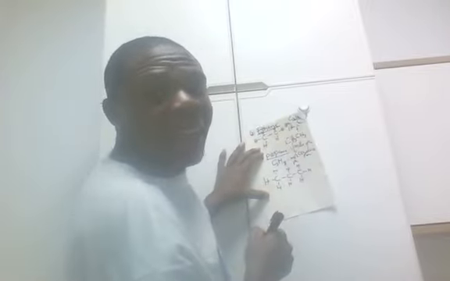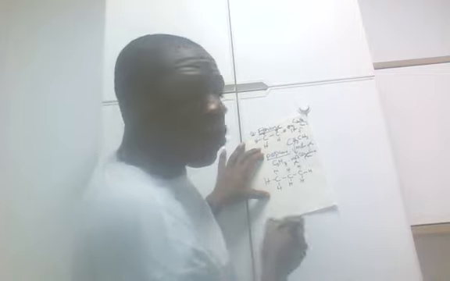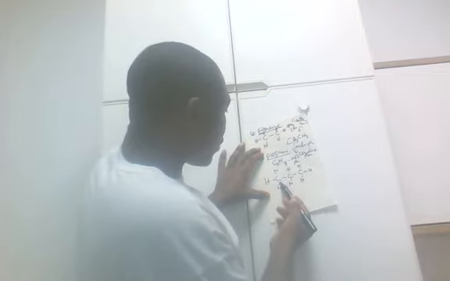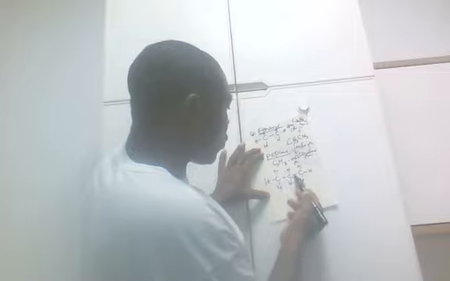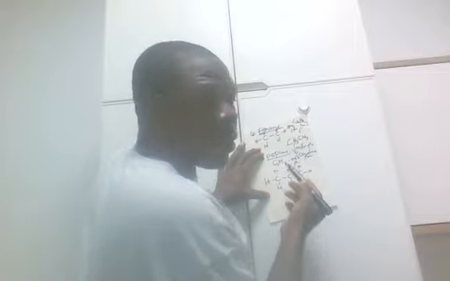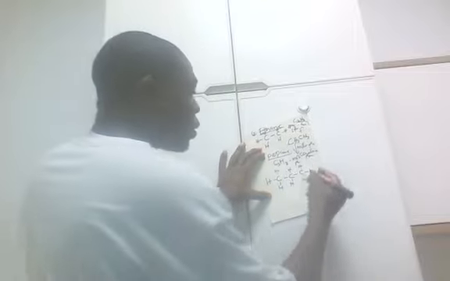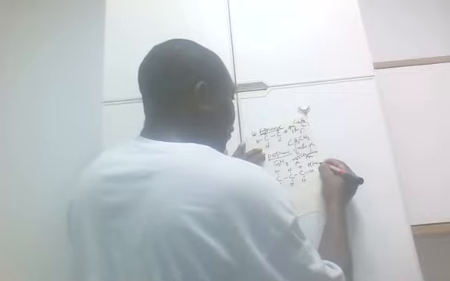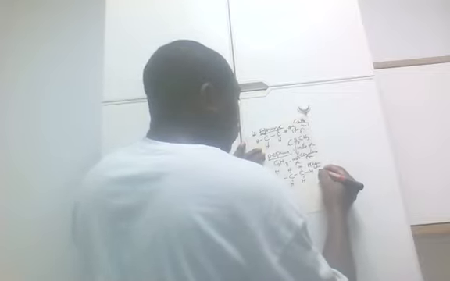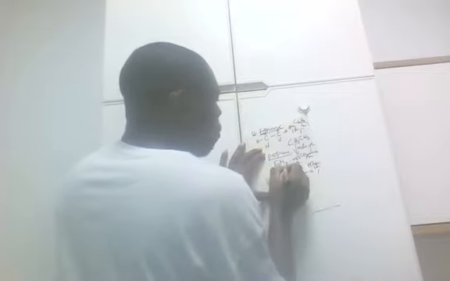Then confirm: is each carbon atom surrounded by 4 bonds? Yes. 1, 2, 3, 4 for this, 1, 2, 3, 4 for this, and 1, 2, 3, 4 for this one. That must be so. This one is called the open structural formula, but this one is called the molecular formula.